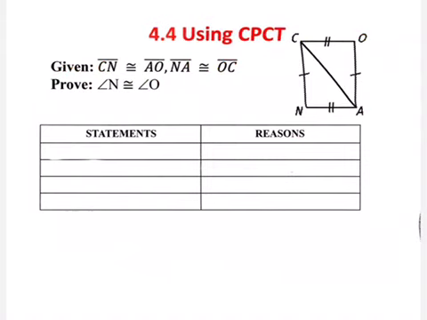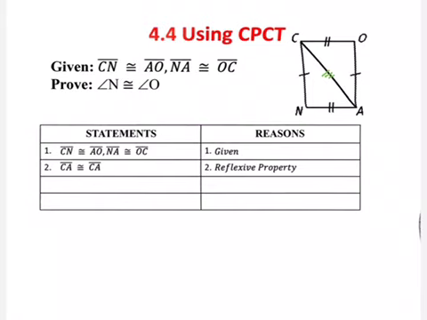Here we're given that CN is congruent to AO and segment NA is congruent to segment OC. We want to prove that angle N is congruent to angle O. So your first step of this proof, naturally, let's restate our given. From there, we should notice that we have a common side that both triangles share, CA. So we can say that CA is congruent to itself by the reflexive property.